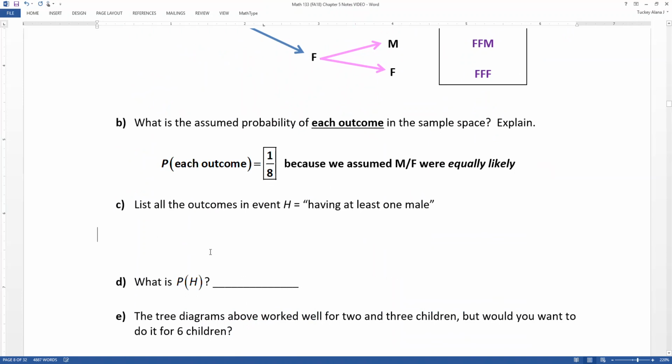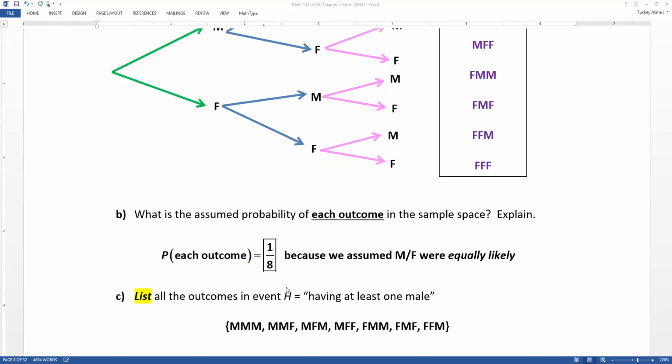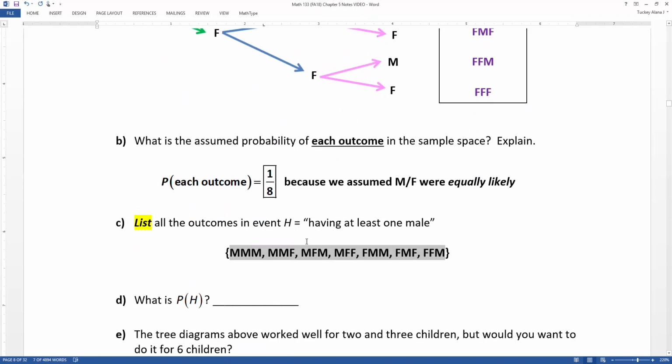But for right now, let me just type up. And again, notice they want you to list them. They're not asking for the probability. They just want you to list all of the outcomes. In fact, I'll highlight that word list. And if I did this right, there should be 7 of them. Yep, there they are. It's everything in that list except for FFF.